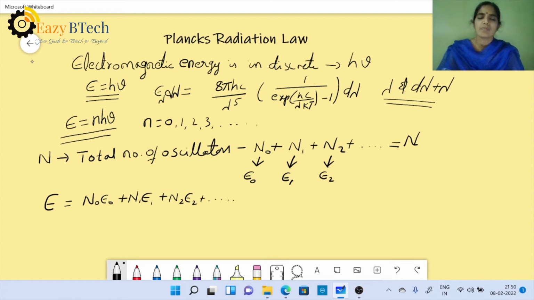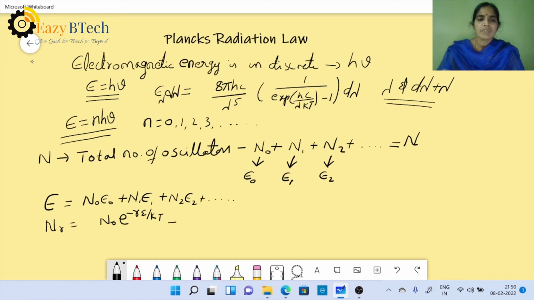That would be the energy possessed by each oscillator there. But according to the Maxwell-Boltzmann distribution law, I have the expression N_r equal to N_0 exponential minus rE by kT. I'm saying this is according to the Maxwell-Boltzmann distribution.